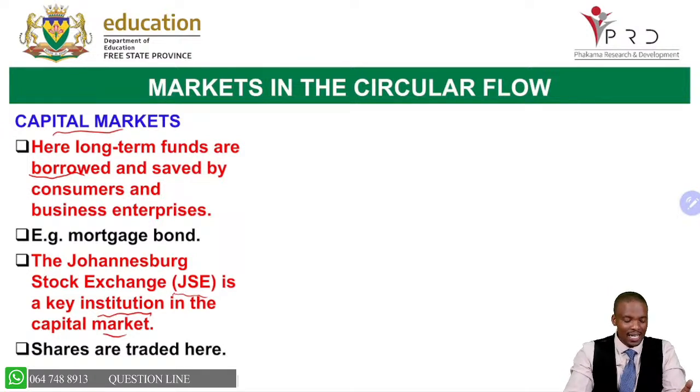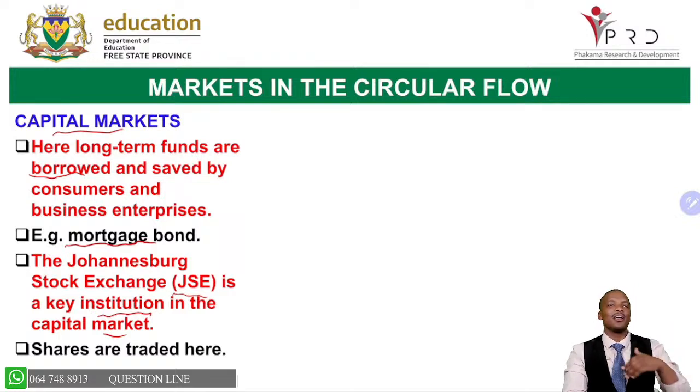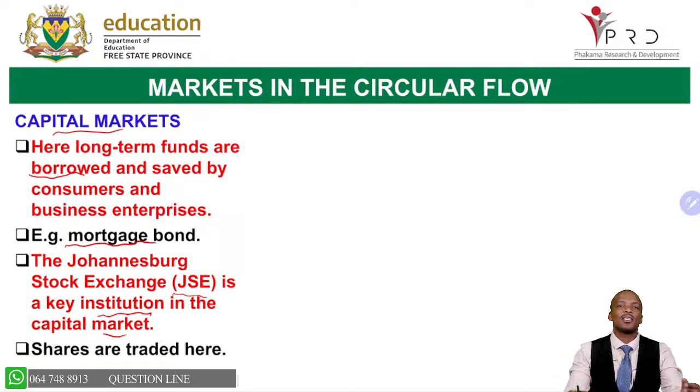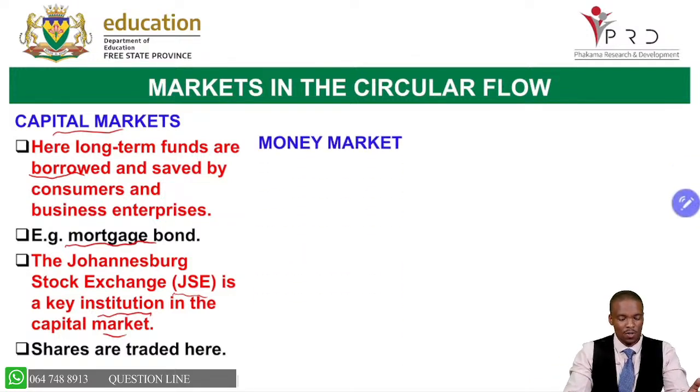Okay. Then we can also trade shares in that particular market. We made an example here where we look at the mortgage bond. A mortgage bond is around 10 years, 18 years to 20 years in terms of the long term. So that is what we call the capital market, grade 12.